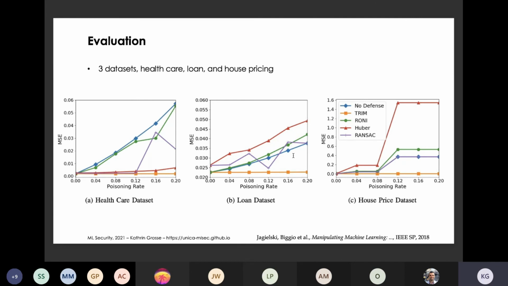They tested this on three different data sets. And what you see very nicely is that trim here in yellow is generally performing best. It's not the case, funny enough, that no defense always performs worst. But we do see that here, for example, the defenses do make a difference. But again, talking about trim, this idea to learn which points are the outliers is actually, so we see that it is working well.